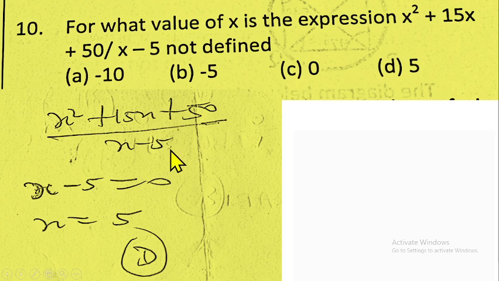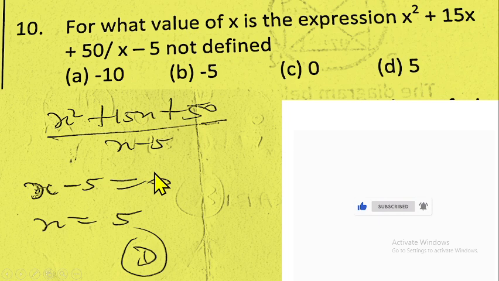When do we say a fraction is undefined? When do we have a fraction not to be defined? When the denominator is equal to 0. When the denominator of a fraction is equal to 0, that means the fraction is undefined. So what do we do? We have to look for the value of x that will make it undefined. So equate the denominator to 0. You have x minus 5 equals 0.